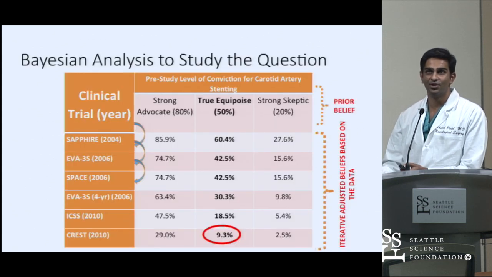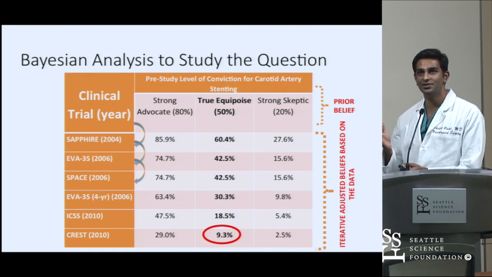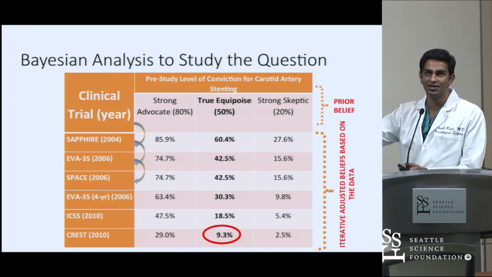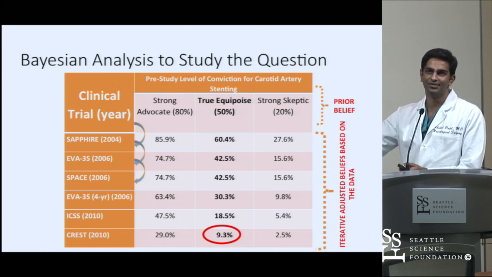So a year ago, I used Bayesian analysis to study this question, whether carotid endarterectomy or stenting was superior. What I did was, if you look at that top bar, before you go into any of the trials, you either are a strong advocate for stenting, you don't know whether stenting is going to work, or you're a strong skeptic of stenting. You're like the Robert Harbaugh of this world. You're not really for stenting at all.